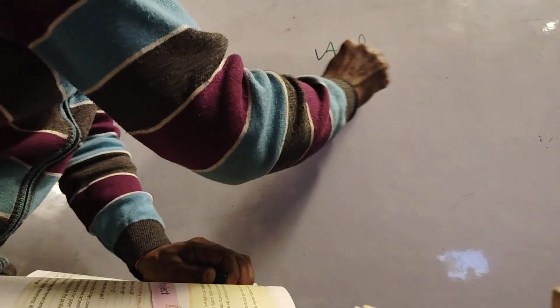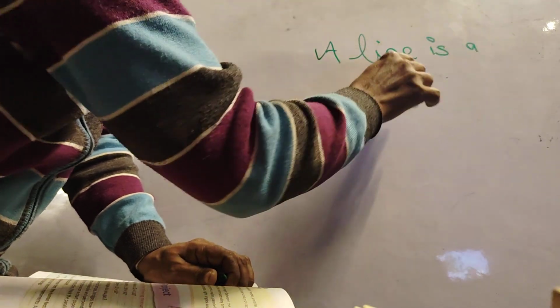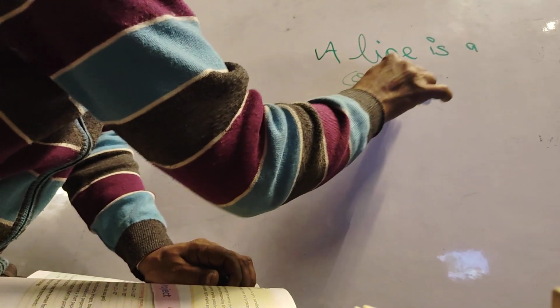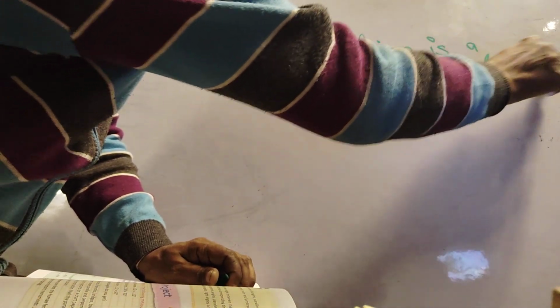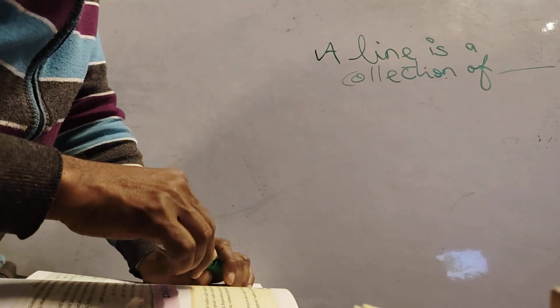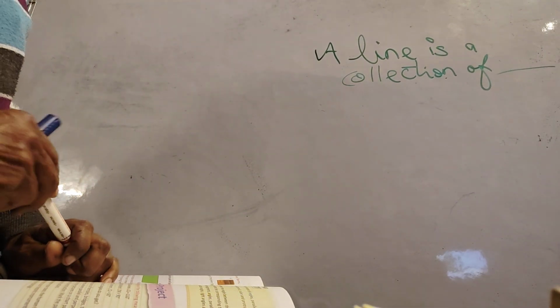Orally I am asking. First is, a line is a collection of dash. A line is a collection of dash.